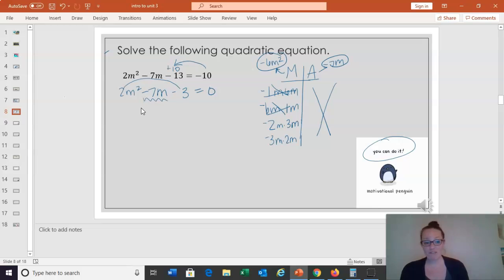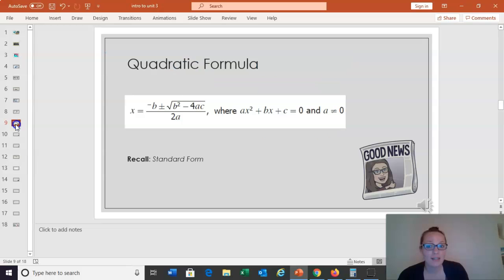And when you can't factor something traditionally, using the MA chart, using slide and divide, using guess and check, we have something else that we can use to help us factor or solve, really. And it's called the quadratic formula. Here it is. And just take a deep breath, because I'm going to tell you right away, the great news is that this is on your formula sheet.